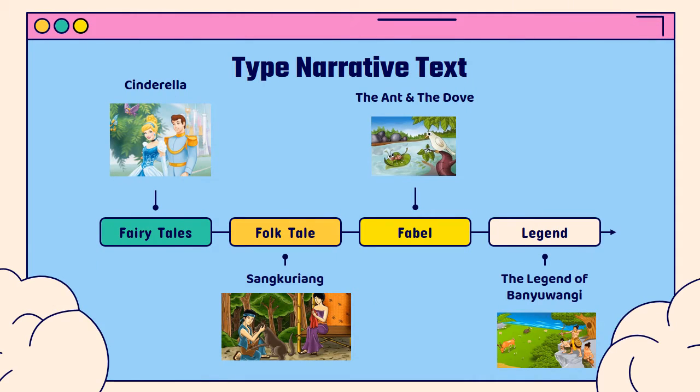Types of narrative text. There are four types of narrative text: fairy tales, folk tales, fable, and legend. The example of a fairy tale is Cinderella. The example of a folk tale is Sangkuriang. The example of a fable is The Ant and the Dove. And the example of a legend is the legend of Banyuwangi.